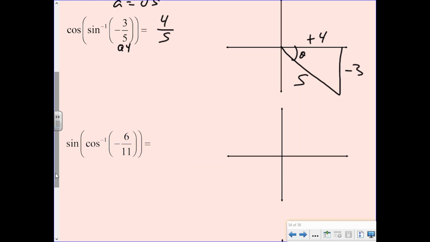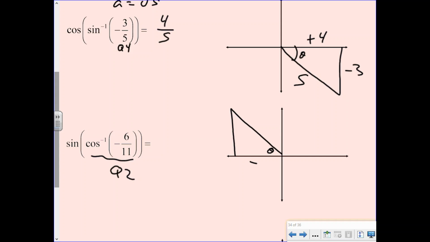Same deal on the last one here. The inverse cosine of -6/11. So this tells me I have to be in quadrant 2, since my cosine is negative. So I'm going to draw a triangle here in quadrant 2. There's my theta.